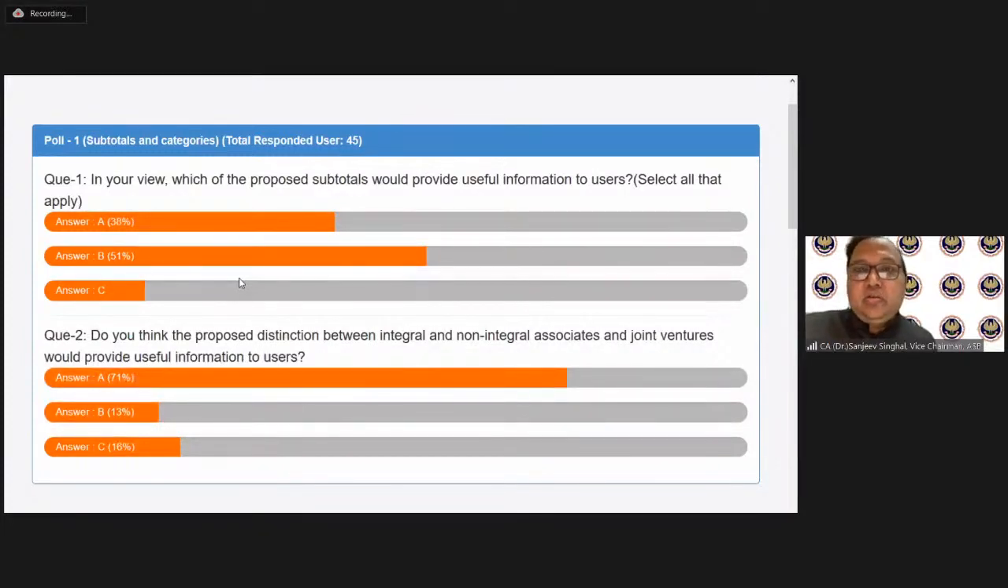Okay, so in the first question, which of the proposed subtotals would provide useful information to users? A was 38%, B was 51%. And then, do you think the proposed distinction between integral and non-integral associate and joint venture would provide information to users? A was 71%, B is that. But honestly, I don't know what the answers A, B, and C were, so I would not like to comment, unless Yagnesh or anyone from the IASB staff would like to say anything on this.